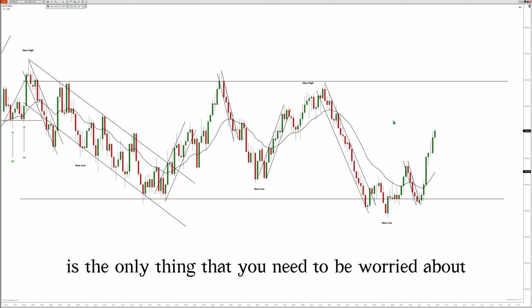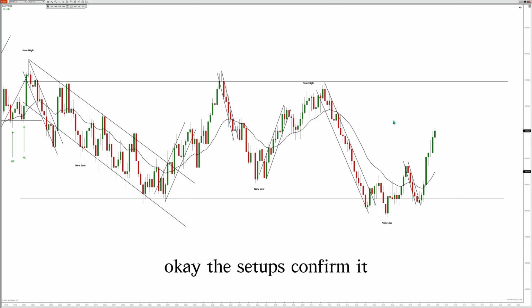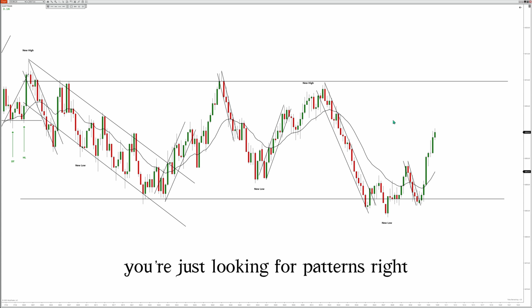Bias is the only thing that you need to be worried about, okay? The setups confirm it. It's very, very simple. Don't overcomplicate this. It's a very simple strategy. You're just looking for patterns, right?